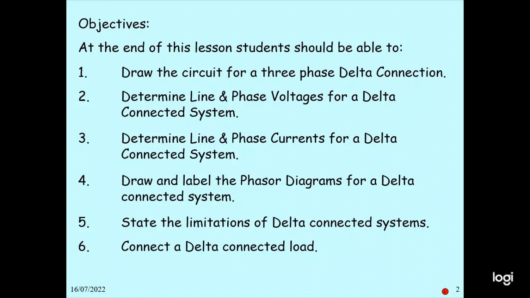Connection. Determine line and phase voltage for the delta connected system. Determine the line and phase current for the delta connected system. Draw and label the phasor diagrams for the delta connected system. State the limitations of the delta connected systems and the connected delta connected load.